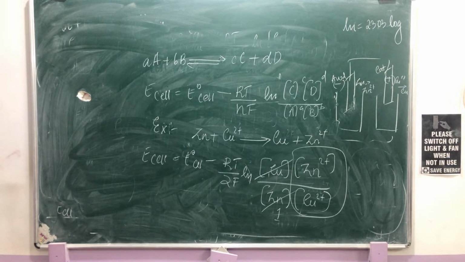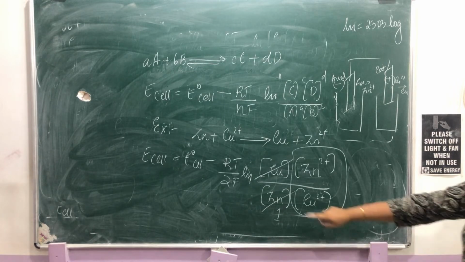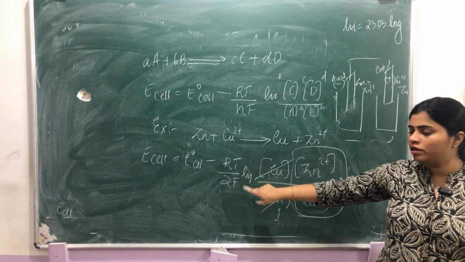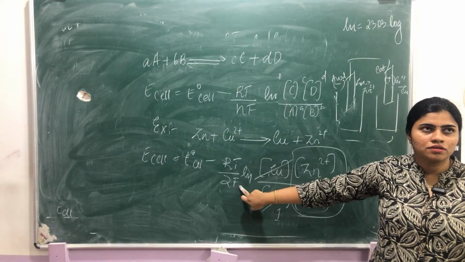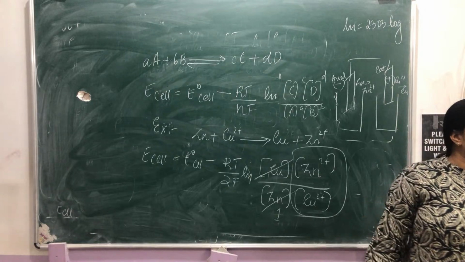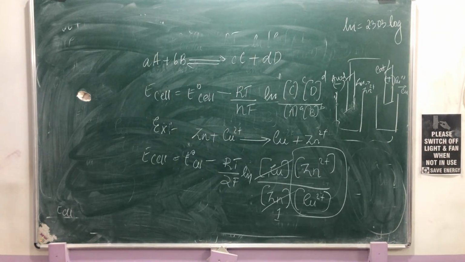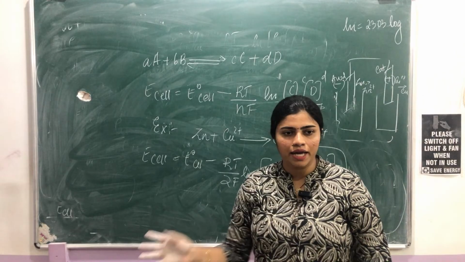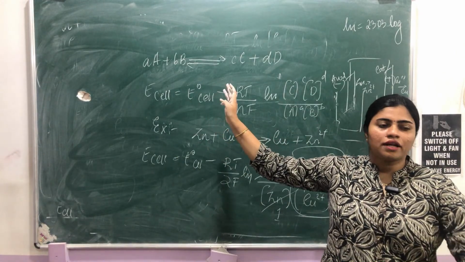Clear? Then at 25 degrees Celsius, what should happen? Temperature will be 298. What else? R will be 8.314. F will be 96487. And ln gets converted into log, so you should multiply by 2.303. So, you multiplied and the final answer will be 0.0591 divided by n.